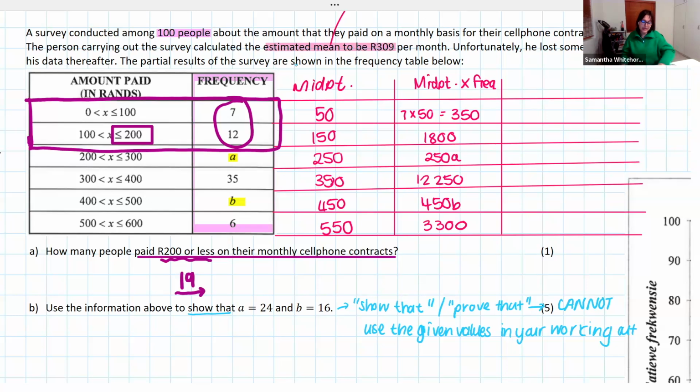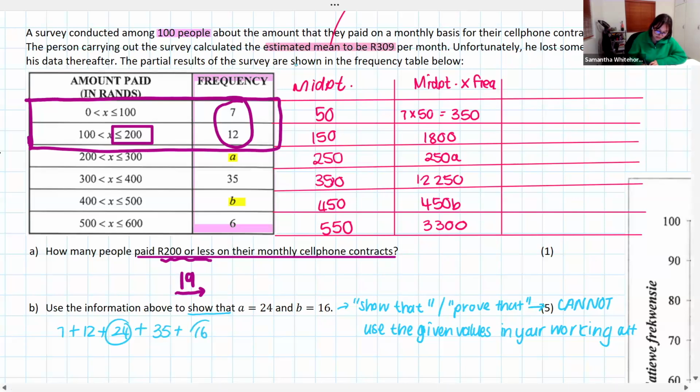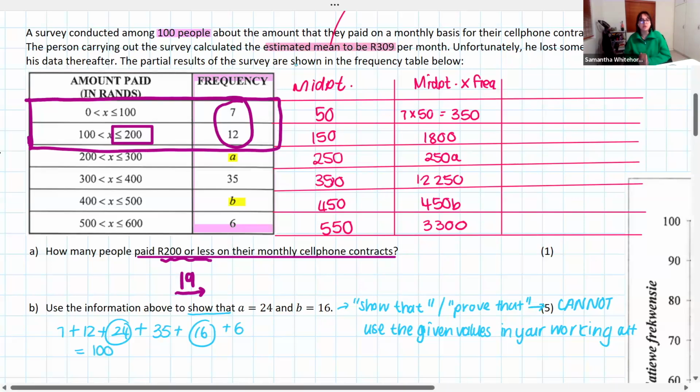Well, I know if I were to add all the frequencies together, I must get 100. There was 100 people in the survey. So I'm just going to assume A is 24 and B is equal to 16. 7 plus 12 plus 24 plus 35 plus 16 plus 6. Well, if I add that all up, I do get 100. So surely they must be true. No, you may not do that. Why? You've assumed that the values I've given you are true. That's not the case. How do you know that it wasn't 20 and 20 or 30 and 10?